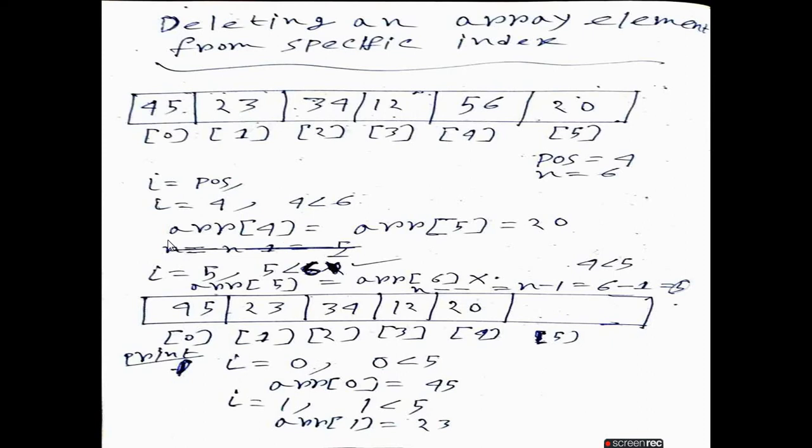Clearly observe this, it is very important. Arr of i means arr of 4 is assigned arr of i plus 1. That means 4 plus 1, arr of 5. What is the arr of 5 value? 20. This 20 comes here, and this 56 is just overwritten. So 20 is now stored at arr of 4.